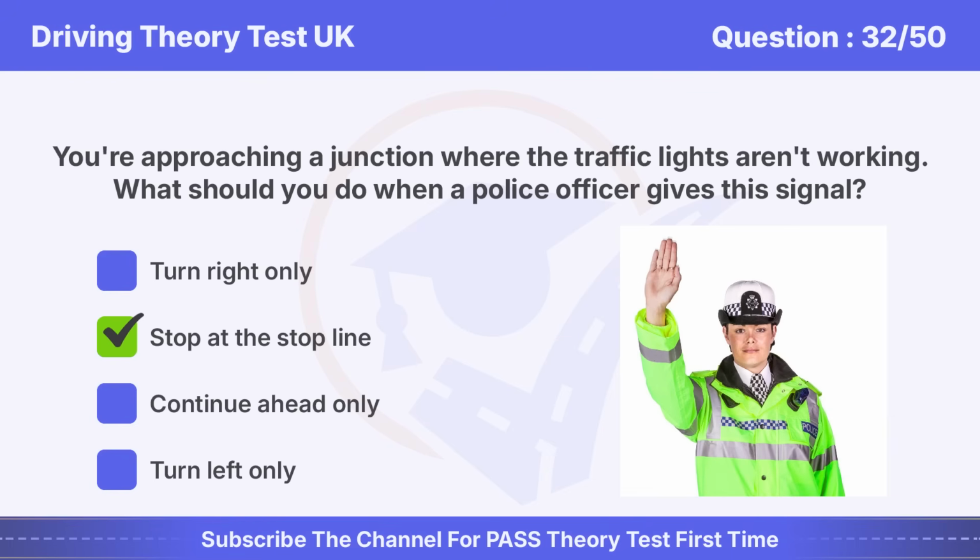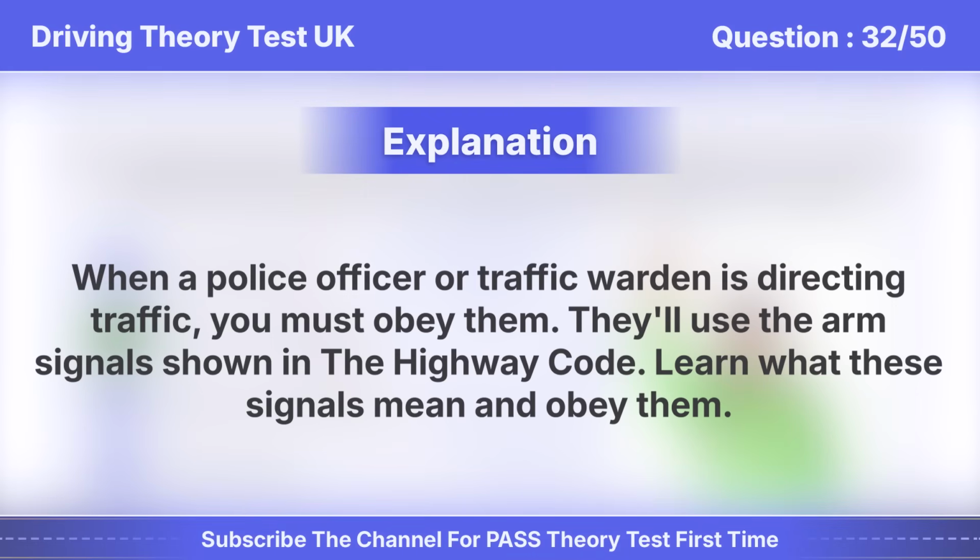Answer is B. Stop at the stop line. When a police officer or traffic warden is directing traffic, you must obey them. They'll use the arm signal shown in the Highway Code. Learn what these signals mean and obey them.